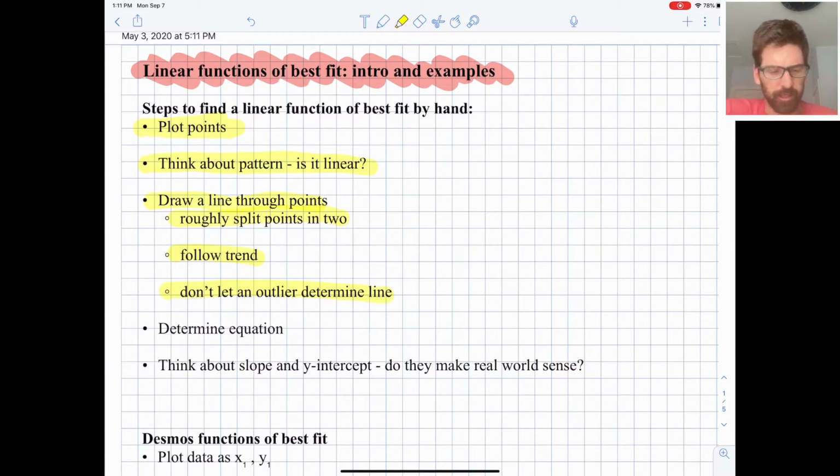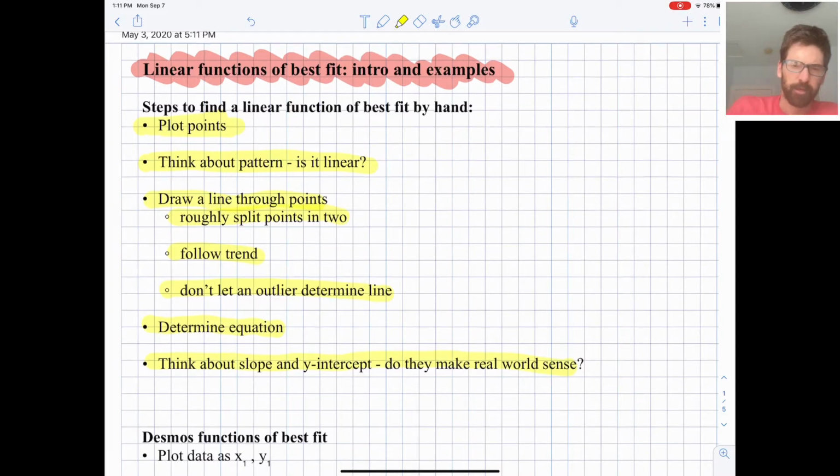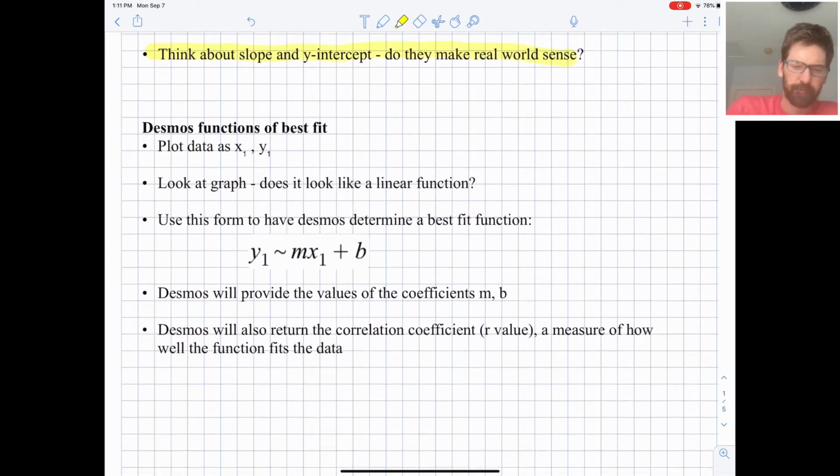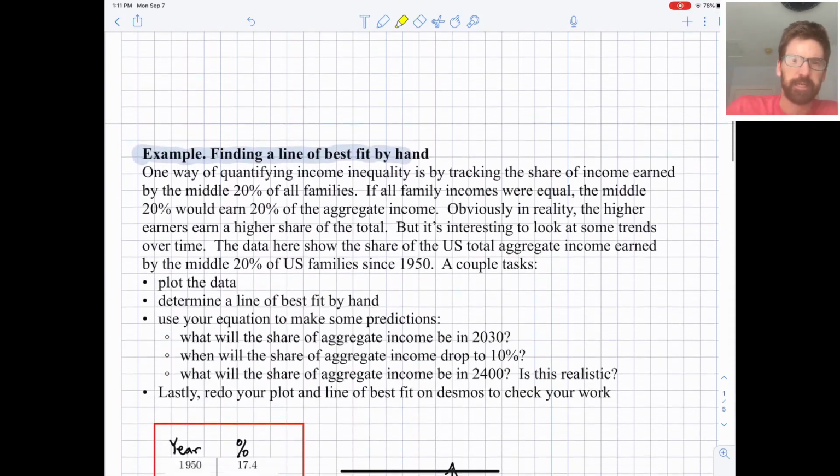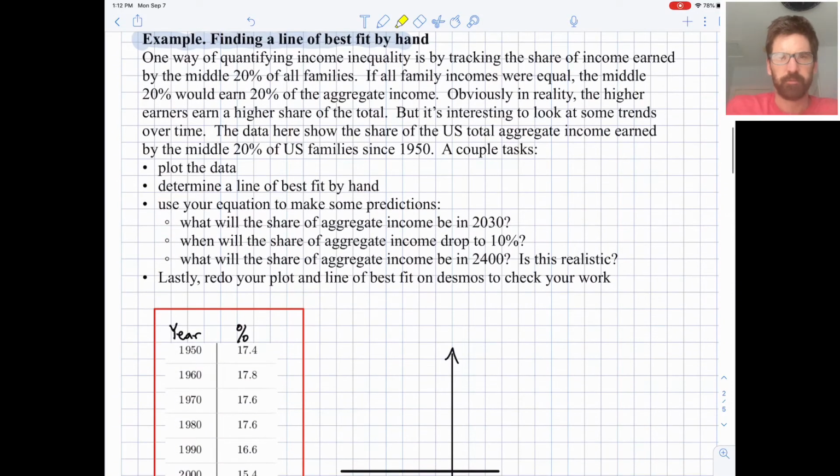Once you have your line drawn, you'll determine the equation, and then put your brain on it. Put your brain on that equation. Think about your slope and your y-intercept. Do those numbers actually make sense? Do those coefficients in your equation kind of make sense? Okay, so we're going to do that first down here, and then I'll go through the Desmos steps, and we'll do that over on Desmos as well.